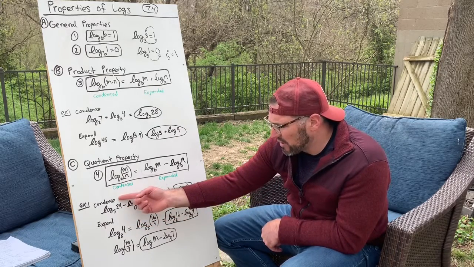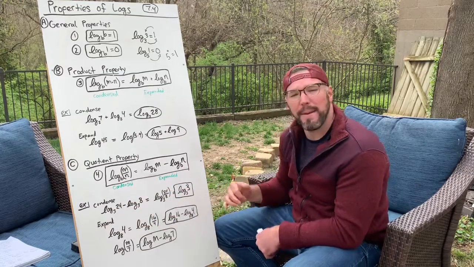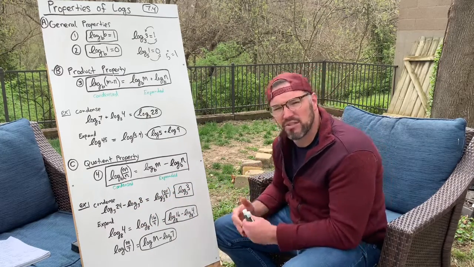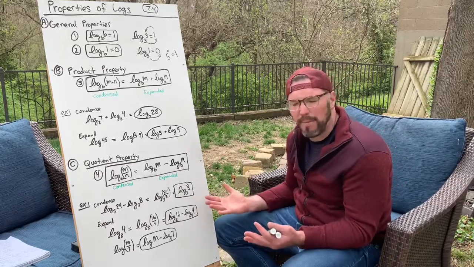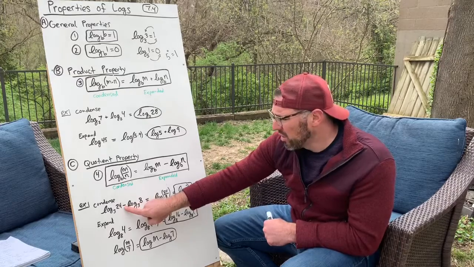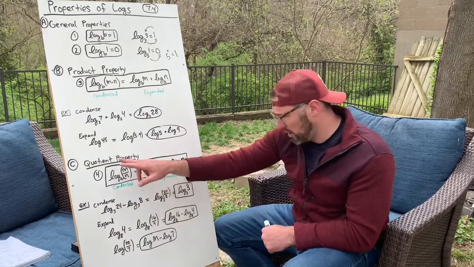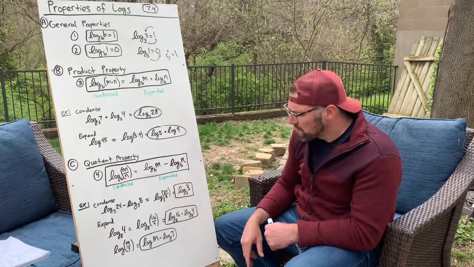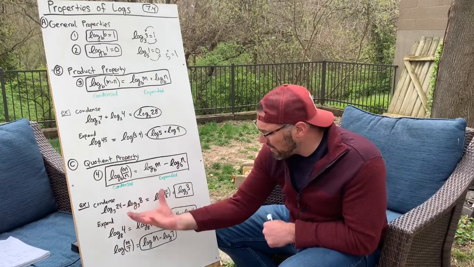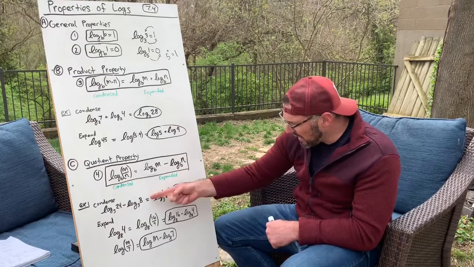Well, if my directions say to condense, I notice first they have the same base. They have to have the same base for you to use these properties. Since they have the same base and this is subtraction, well, subtraction is related to division with properties of logs. And so I can combine these, I can condense them by just dividing the first one by the second one.